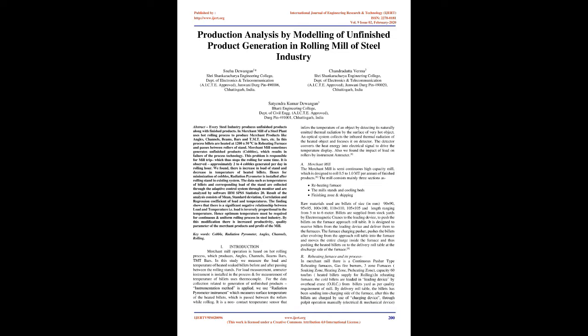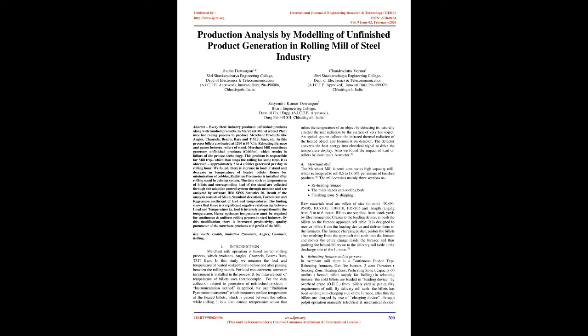The result of the analysis consists of mean, standard deviation, correlation, and regression coefficient of load and temperatures. The finding shows that there is a significant negative relationship between load and temperature, i.e., load is inversely proportional to the temperature. Hence, optimum temperature is required for a continuous and uniform rolling process in steel industry. By this modification there is increased productivity, quality parameter of the merchant products and profit of the mill. Keywords: cobble, radiation pyrometer, angles, channels, rolling.